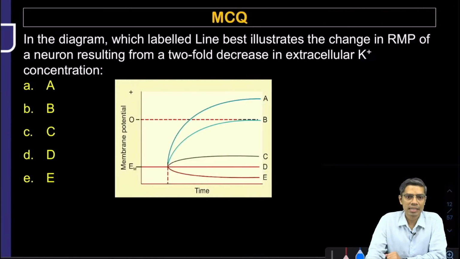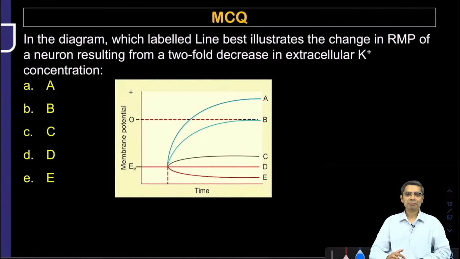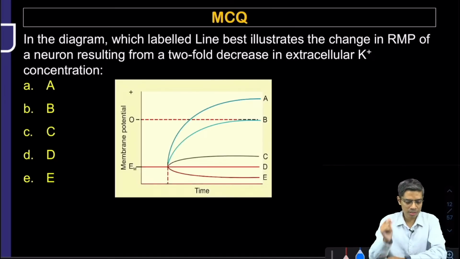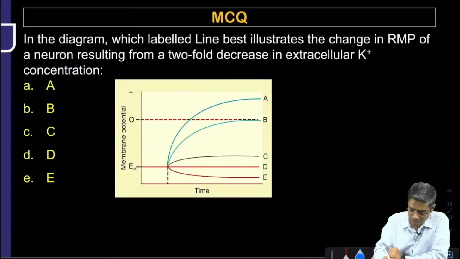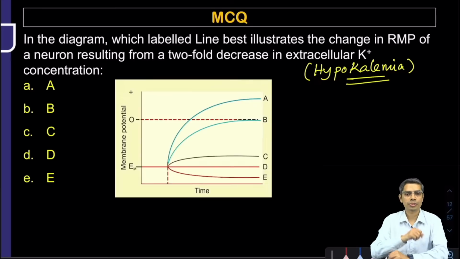So, I am going on to the next question. Now, the next question is again a very familiar question to you. This kind of question has been asked in INI-CET as well as NEET PG also. Okay. Look at the question and try to answer. So, in the diagram, which level line best illustrates the change in RMP of a neuron resulting from a two-fold decrease in extracellular potassium? So, they are basically asking you what will happen to RMP during a hypokalemic condition. That is your question. Okay.